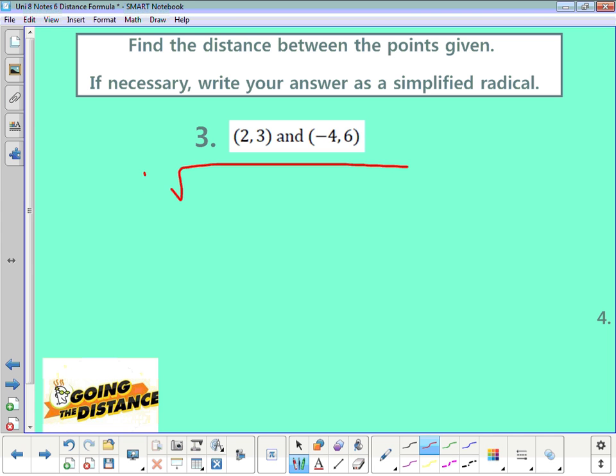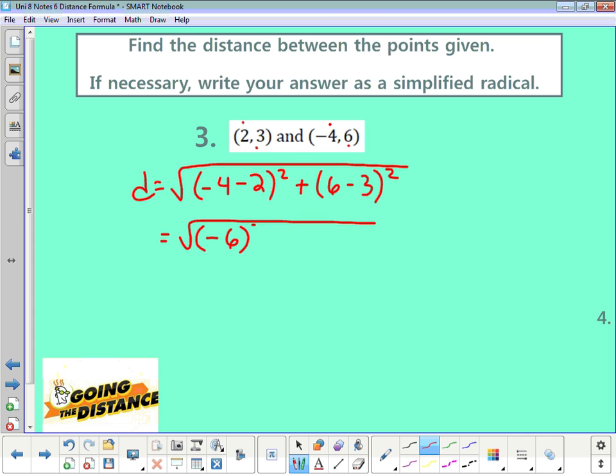So I have distance equals the square root of my difference in x's. That's negative 4 minus 2. And the difference in y's, 6 minus 3. I can keep solving that. Negative 4 minus 2 is negative 6.